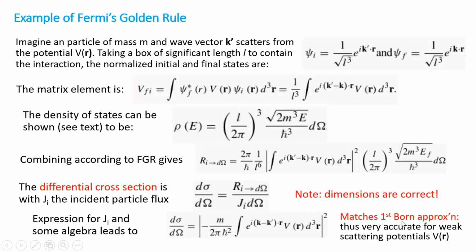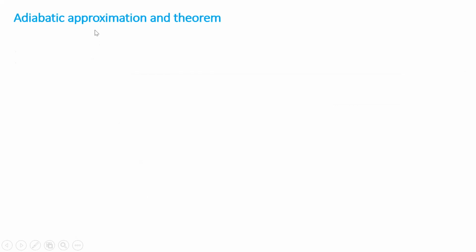So that gives us some confirmation that Fermi's golden rule makes some sense. All right, great. Let's move on to the second part of this video, the adiabatic approximation and theorem.